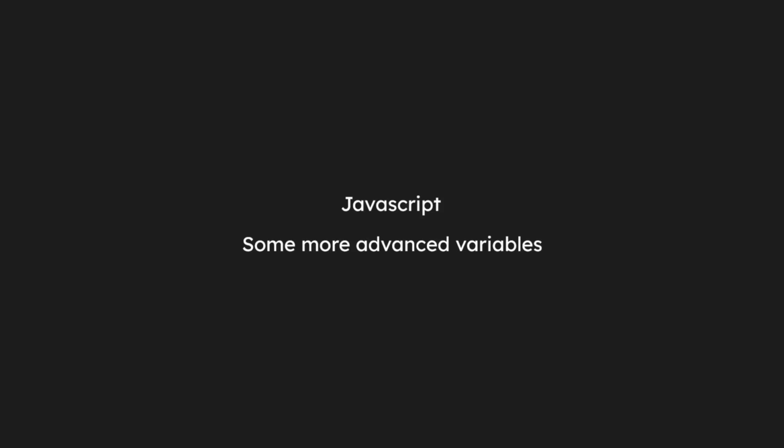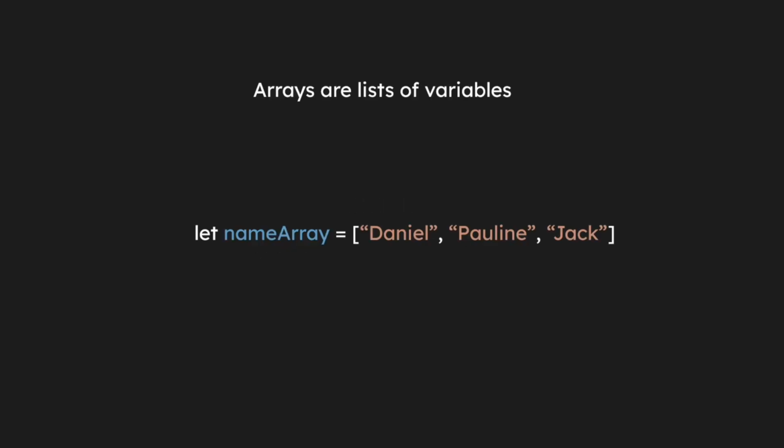There are two more types of data or variables that you should be familiar with while learning web development. The first is an array. You can think of an array as storing a list of variables or values. This is particularly useful for grouping similar data together or simply listing things. In this case, this name array is storing 3 names.